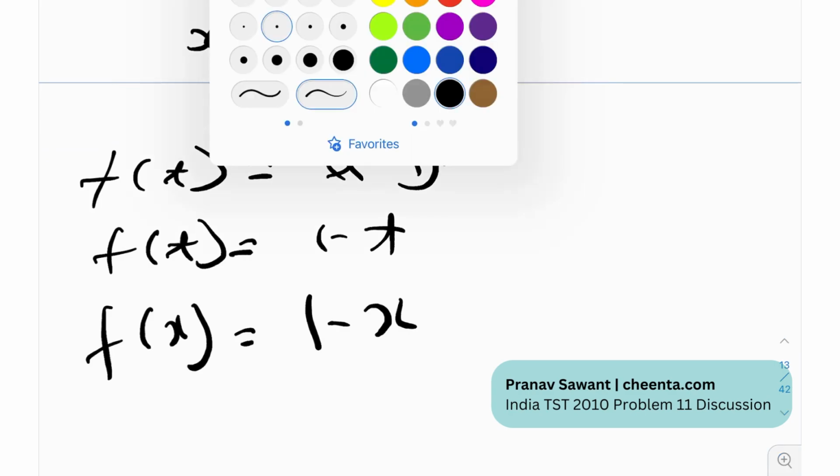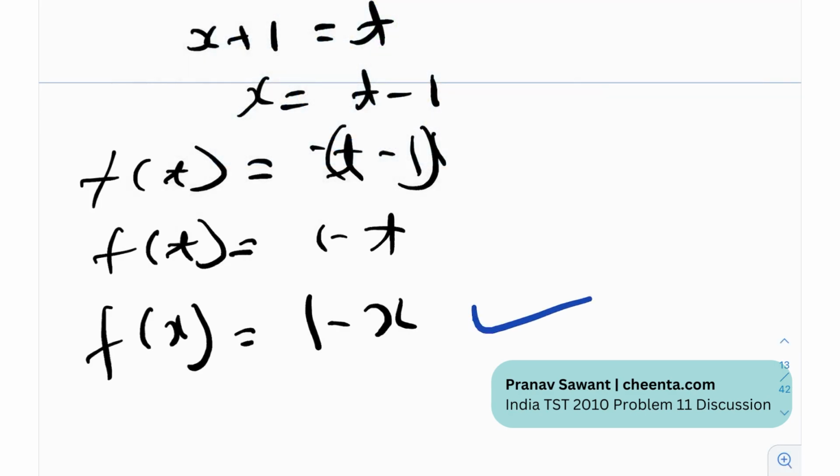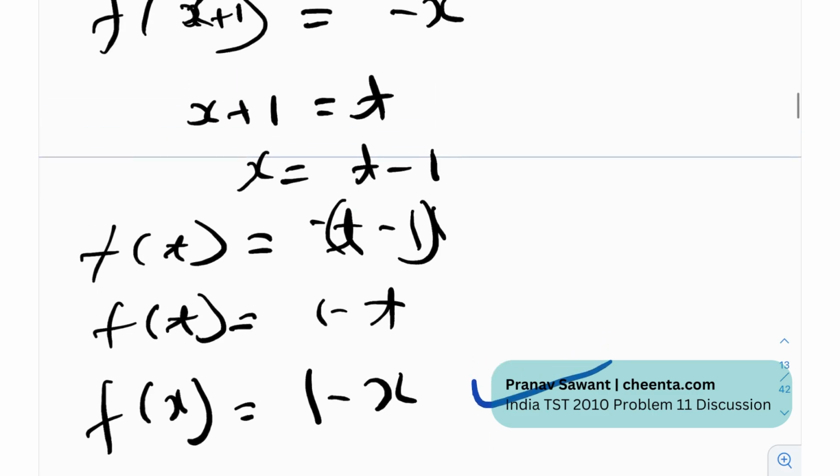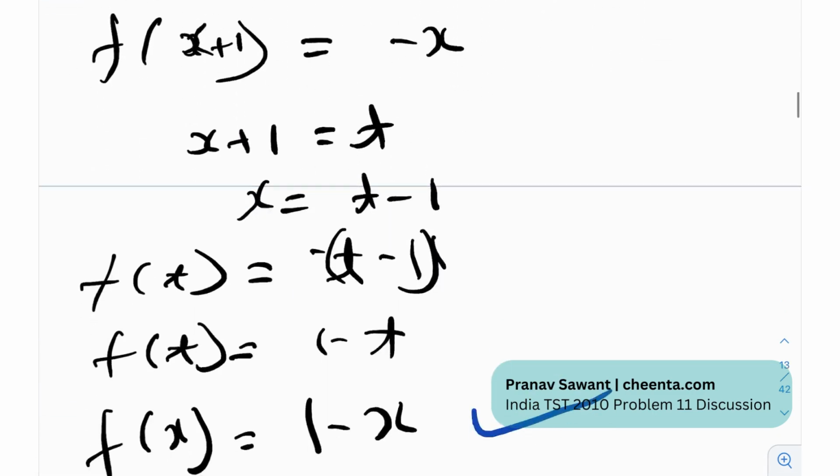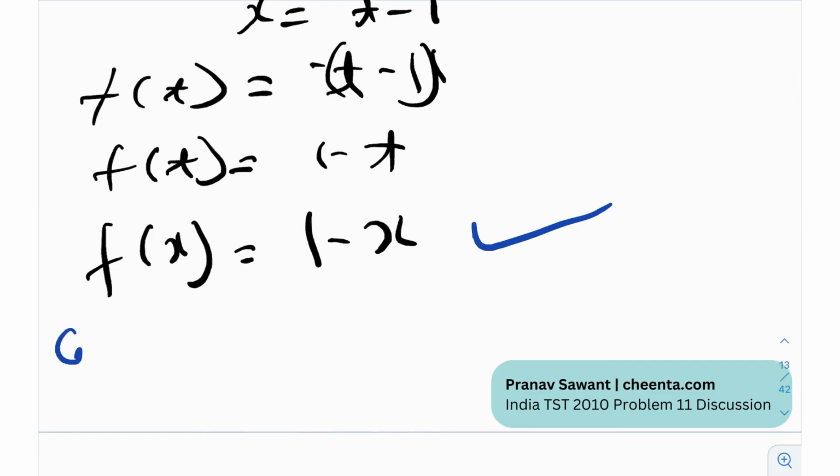So that is one solution to this problem, and it's an accurate solution. It actually holds true. For all x, you can just plug it back into the functional equation and check. f of x equal to 1 minus x is a solution to that functional equation. Now let's just analyze case number 2.